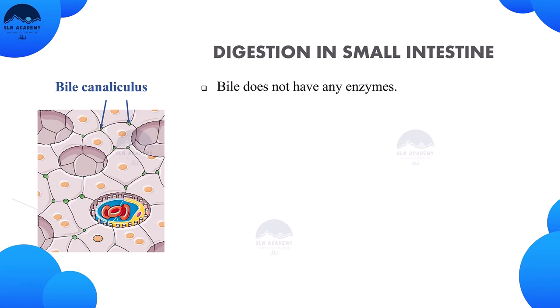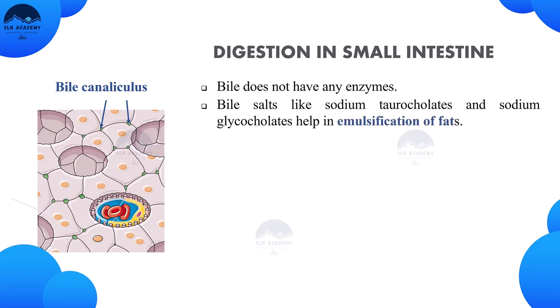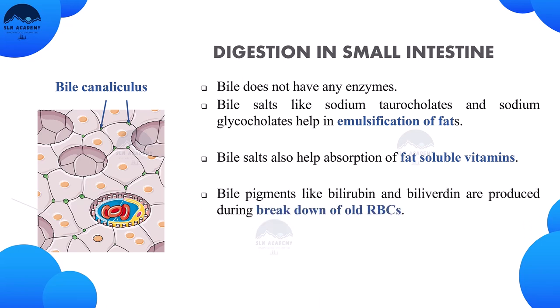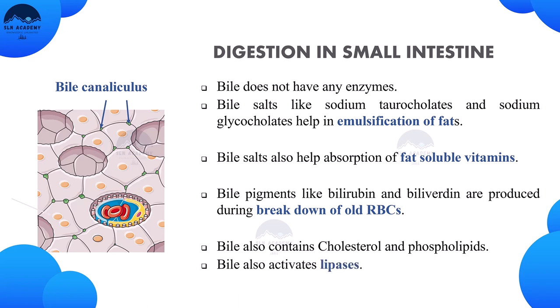Bile does not have any enzymes. Bile salts like sodium taurocholate and sodium glycocholate help in emulsification of fats. Bile salts also help in absorption of fat-soluble vitamins. Bile pigments like bilirubin and biliverdin are produced during breakdown of old RBCs. Bile also contains cholesterol and phospholipids. Bile also activates lipases.